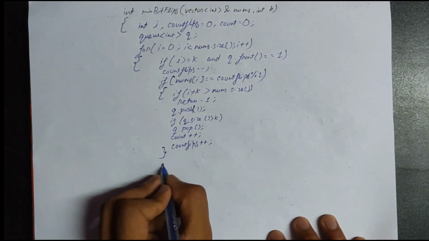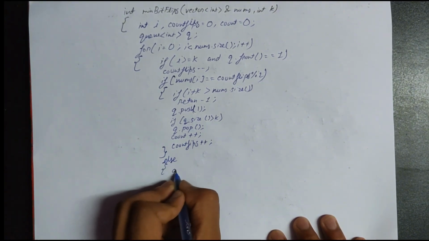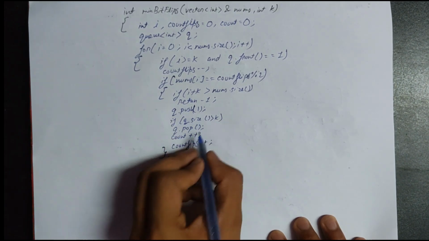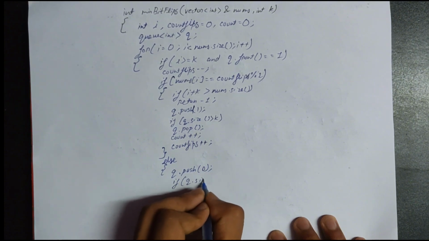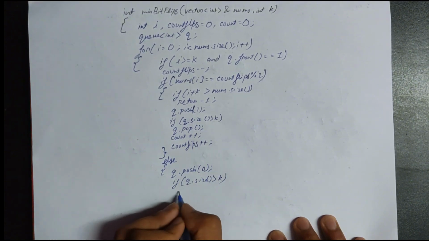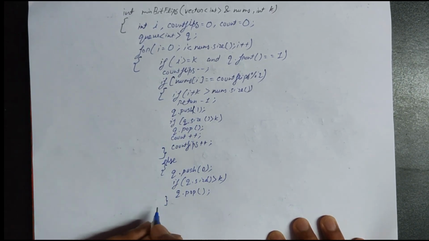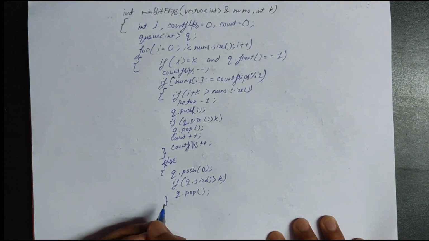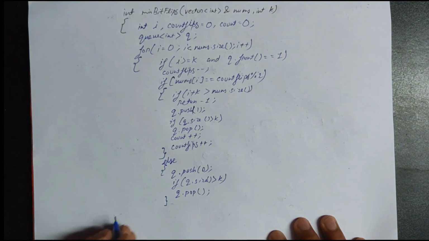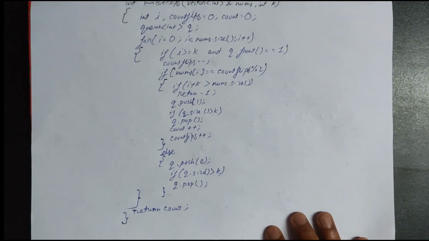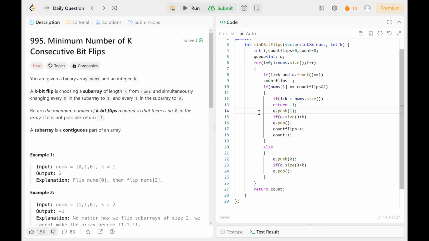Now in the else case, as we don't need to toggle a value, we will simply push the value 0 in the queue, and again we will check this. So if q dot size is greater than k, we will pop the first element from the queue. And after execution of the whole process, if I reaches the end of the size of the array, closing this for loop, we just return the value of count, how many values we toggled, simple, and we can close the function here. Okay, so this is our code. So let's run our code.